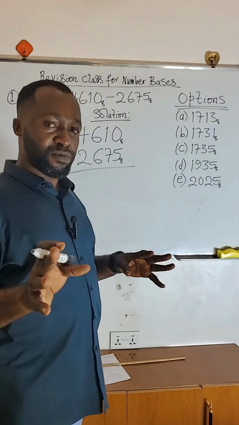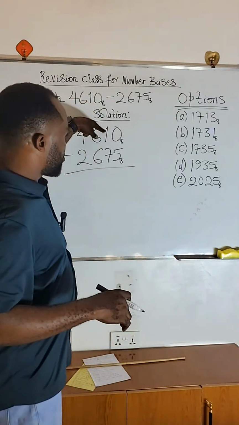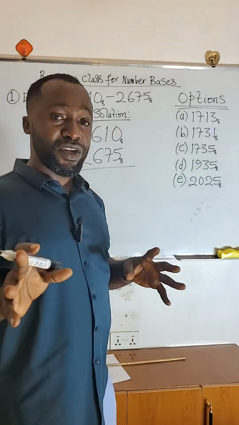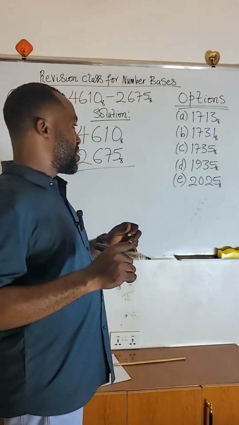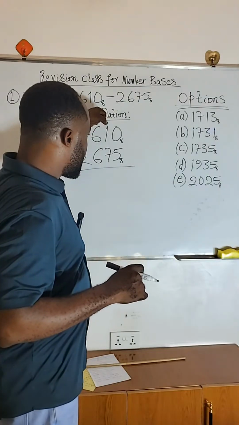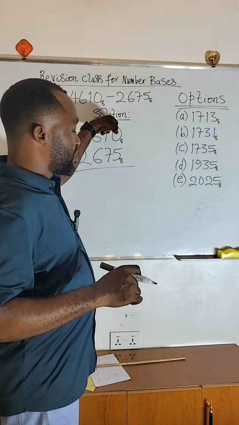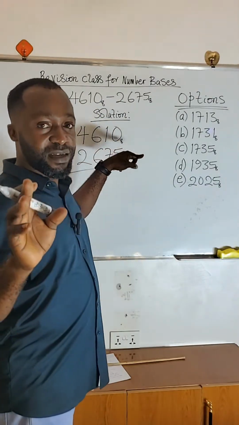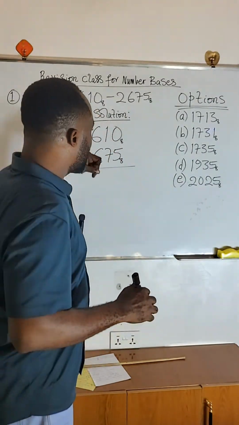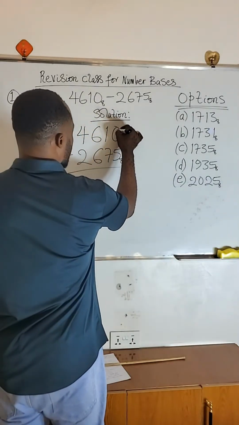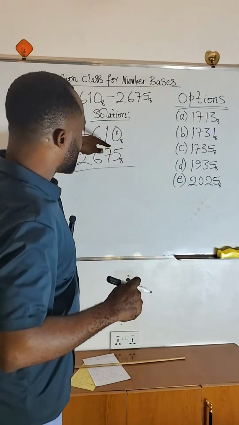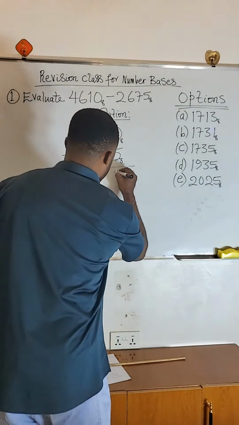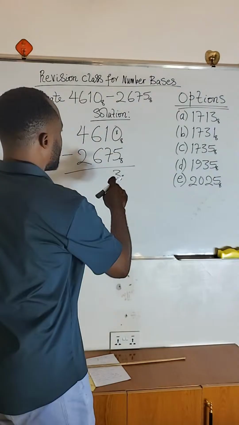That is impossible. We are going to take 1 from here down to this place, and mind you, that 1 that you move from here to this place will be 8, since we are working in base 8. Is that right? And so here now will be 8. So 8 minus 5 will give us what? 3. Is that right?